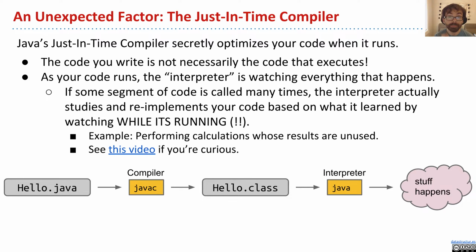In particular, one very cool feature it has is that it is constantly watching what your code is doing. It is profiling your code, saying, oh, it's doing this in this case and that in that case. And if it finds that some piece of code is used many times, it will actually re-implement that piece of code based on what it observed. So as an example, your code is running and it decides, oh, you keep computing some value that nobody actually uses. So I'm going to try and optimize, maybe not even compute that value at all. So while your code is running, the interpreter is studying and re-implementing the code on the fly.